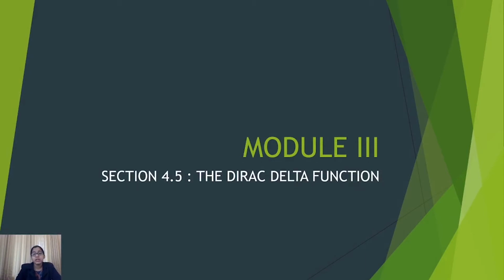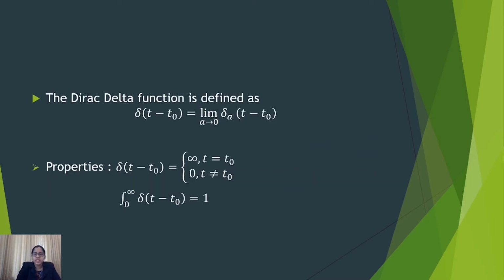will use the Dirac delta function to determine the Laplace transform and so on. The Dirac delta function is actually the limiting condition of the unit impulse function. As you can see, it is defined as the limit as a tends to 0 of delta a of t minus t dot. So it is the limiting condition of the unit impulse function. This was our unit impulse function. Now from this we can directly obtain these two properties.